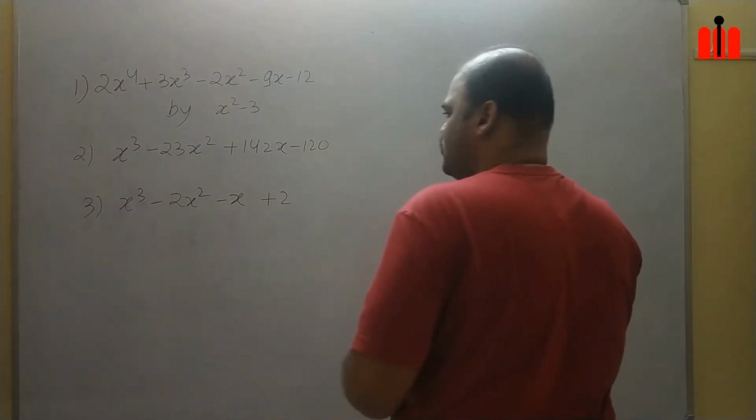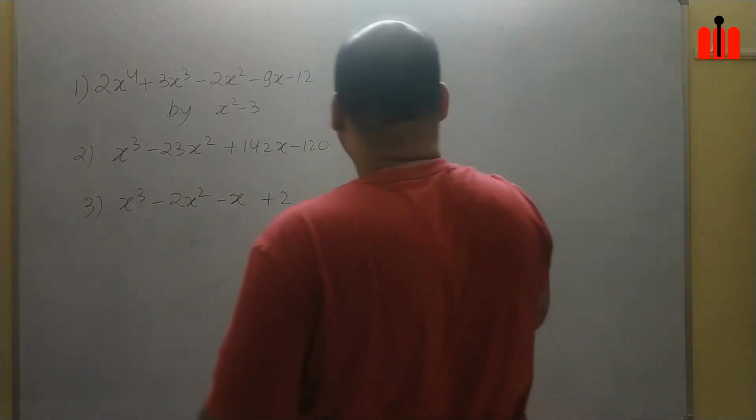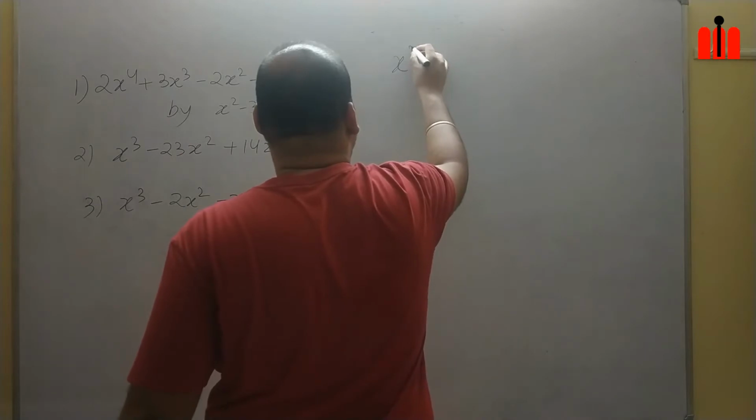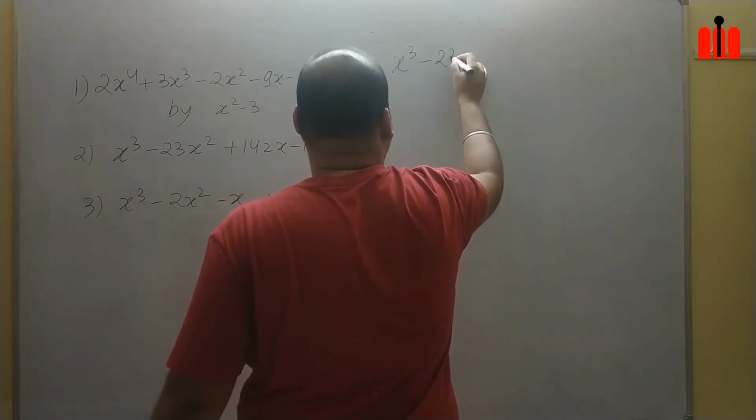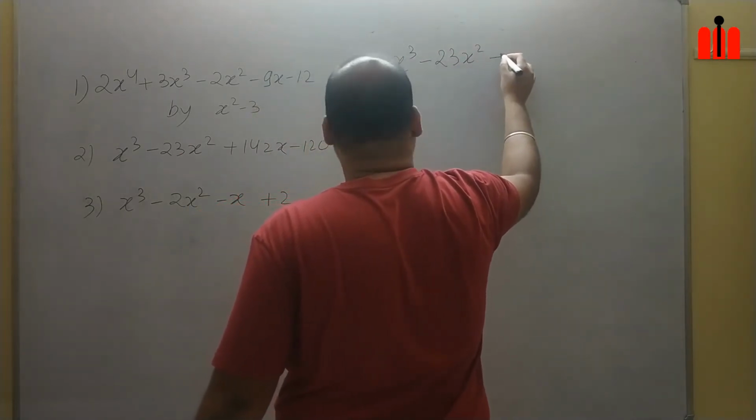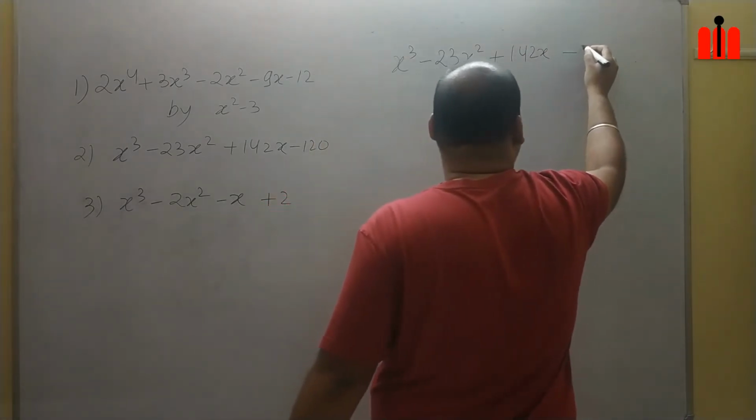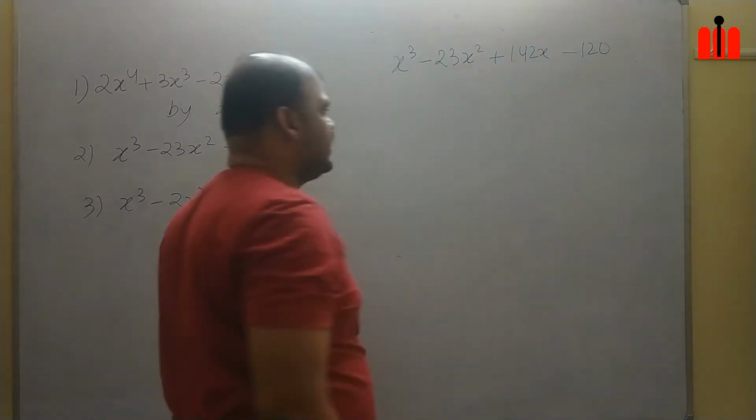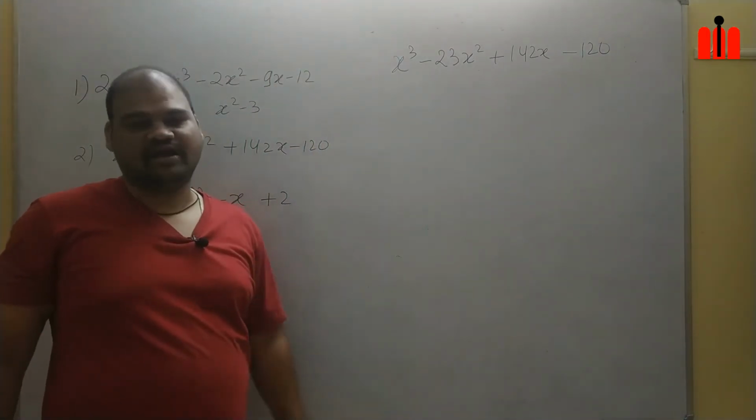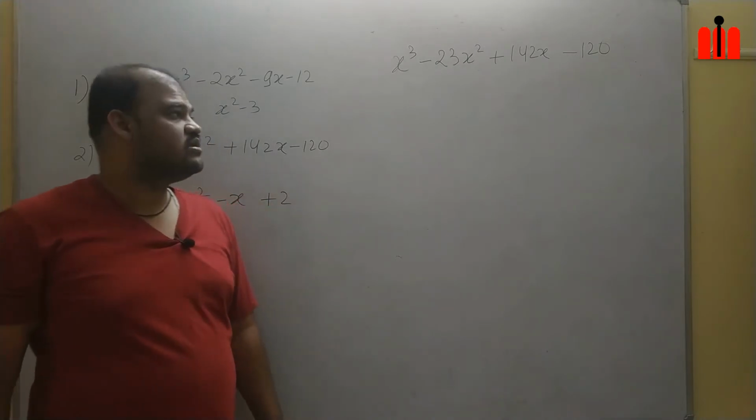Now, let's move on to problem number 2. Problem number 2 is x cube minus 23x square plus 142x minus 120. Okay. Now, let's apply the factor theorem on this one.